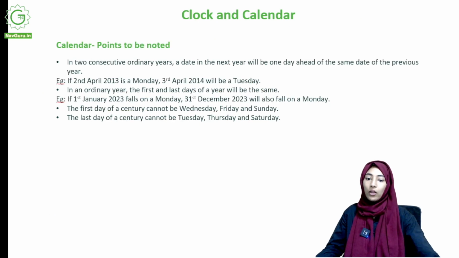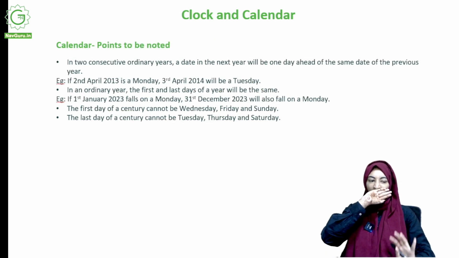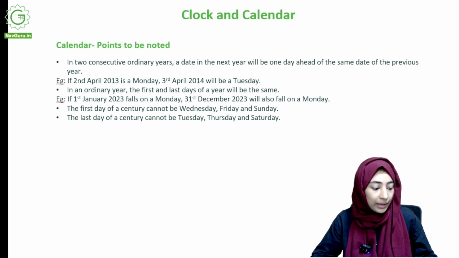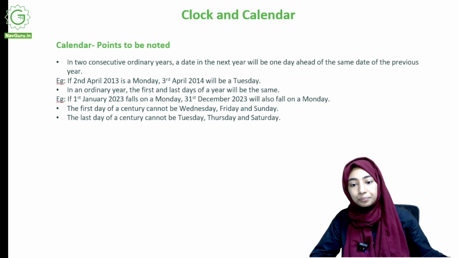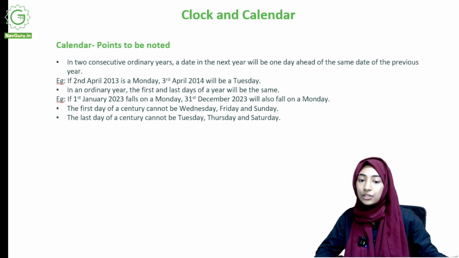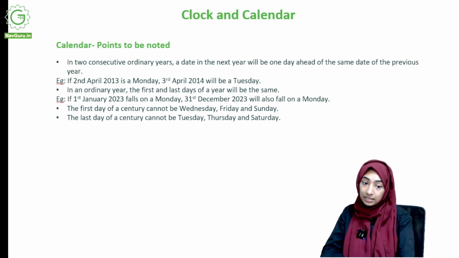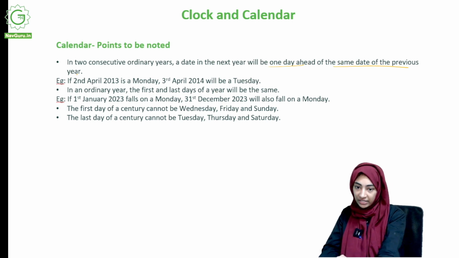Okay, moving on. Now we'll go through some points that need to be noted in clock and calendar. In 2 consecutive ordinary years, a date in the next year will be 1 day ahead of the same date of the previous year.